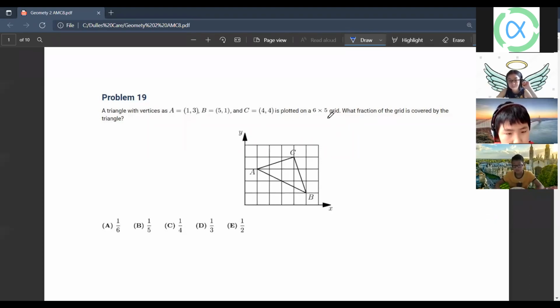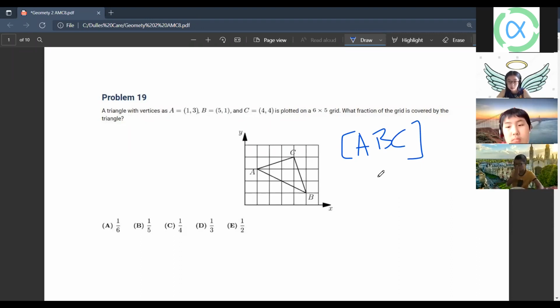When we look at a problem like this, what fraction of the grid is covered by the triangle, we automatically think of area, right? If we can find the area of ABC and divide it by the area of the entire grid, then we're basically done. That's what we want to find. So now we want to find the area of ABC. By the way, putting brackets around the name of a triangle signifies area. So how would we find this?